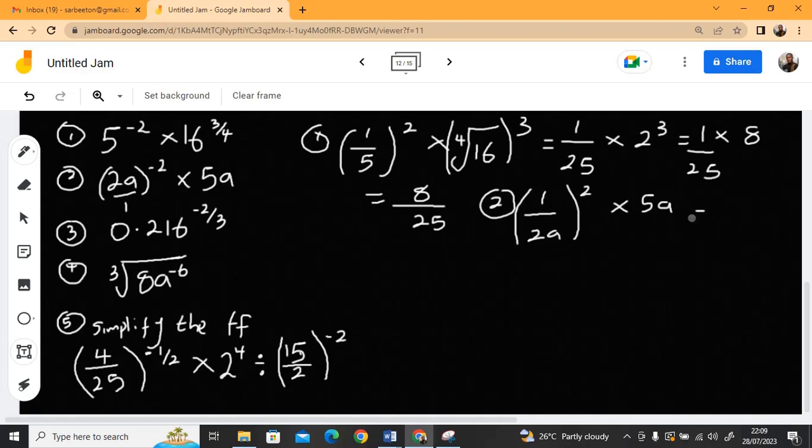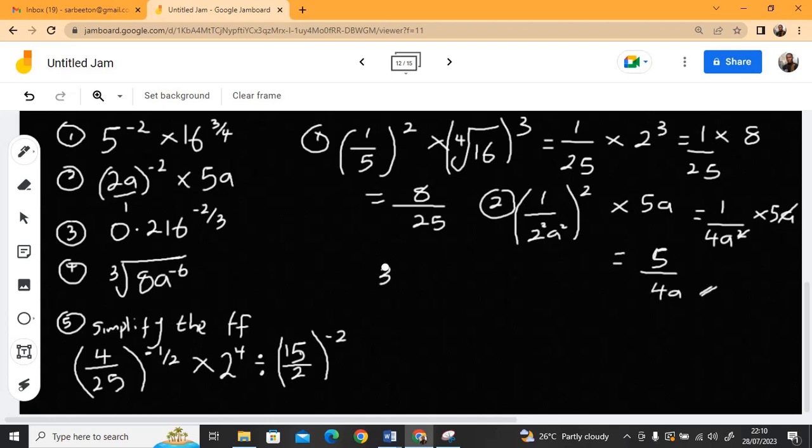Now you have 1 squared is 1, over 2a squared. I told you that this 2 is distributed, so this is 2 squared, which is 4, times a squared, times 5a. Then you can divide, we cancel one of the a's here. So your final answer is 1 times 5, which is 5, over 4a. Do you get that now? That is that for that.